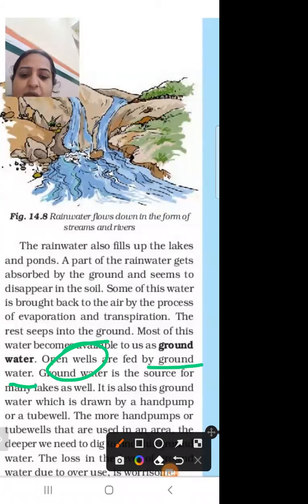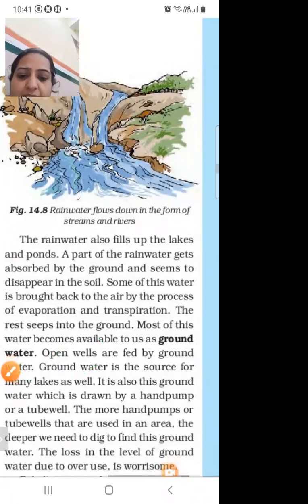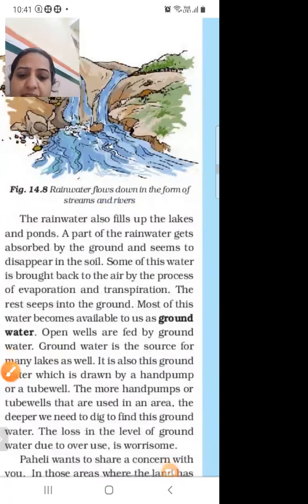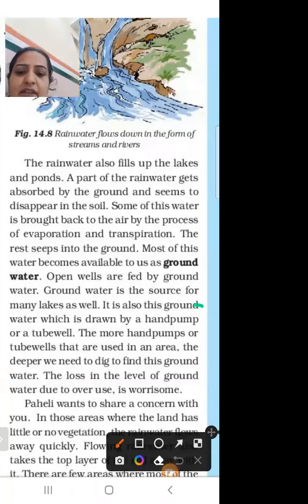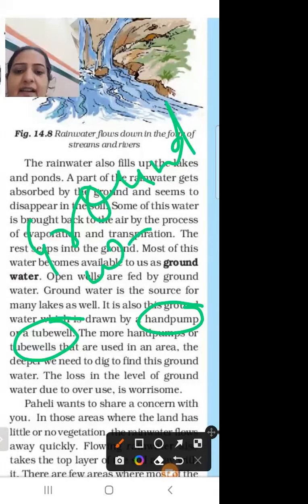It is the source of many lakes as well, and it is also this groundwater which is drawn by hand pump or tubewell. So the water, when we draw with the help of hand pump and with the help of tubewell, this is our groundwater. जो हैंड पंप और ट्यूबवेल से जो हम वाटर निकालते हैं, that is our groundwater.